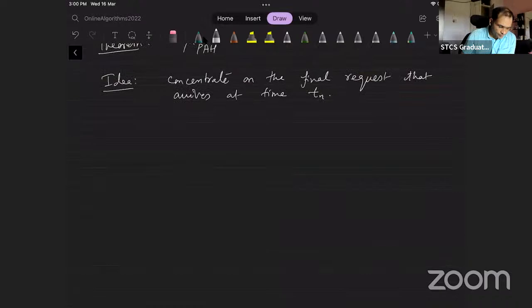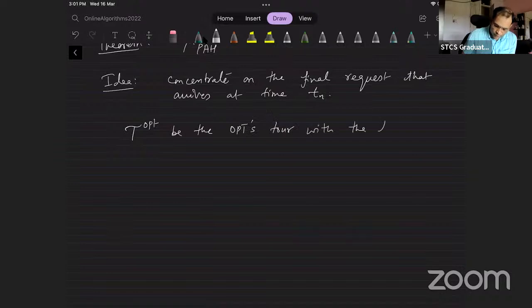Okay. So some notation: let the script T_OPT be the OPT's tour with the least cost. That also has to satisfy the same constraint. Starts at origin, ends at the origin, and visits all locations after they are revealed.